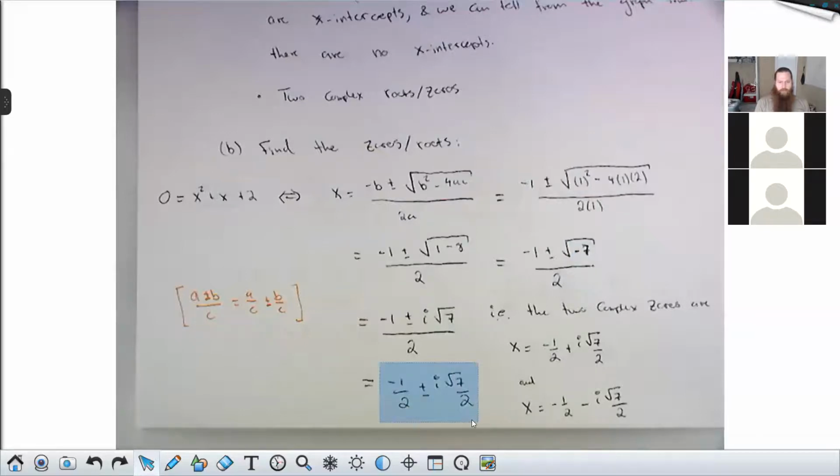And then I split up the fraction. Splitting up the fraction looks like this. Just take the negative 1 over 2 plus or minus i root 7 over 2. That's following this rule. And then I write each one separately, right? The plus here and the minus here. So these are my two complex numbers. And if you were to plug either of these in for x in this expression and very carefully simplify, you will get 0. It's a little messy, but it would come out.